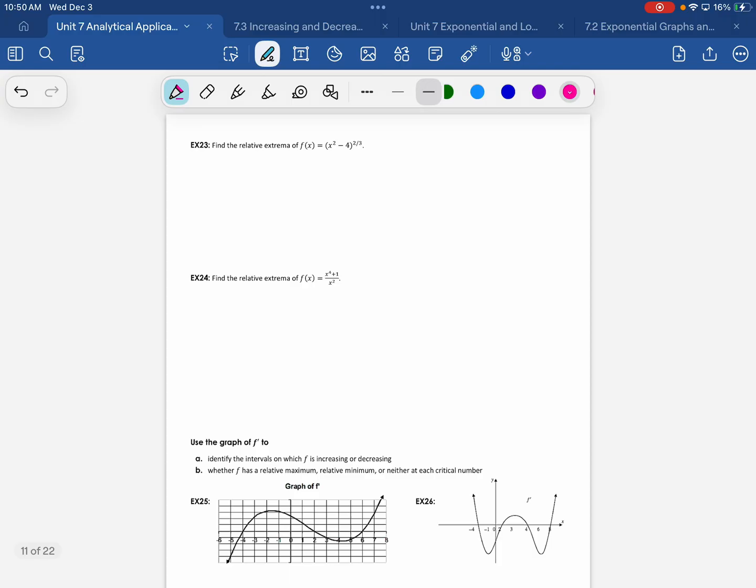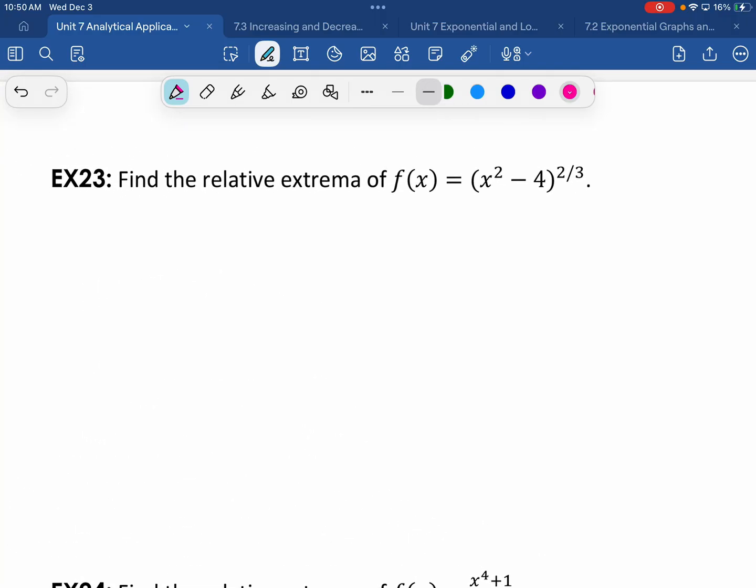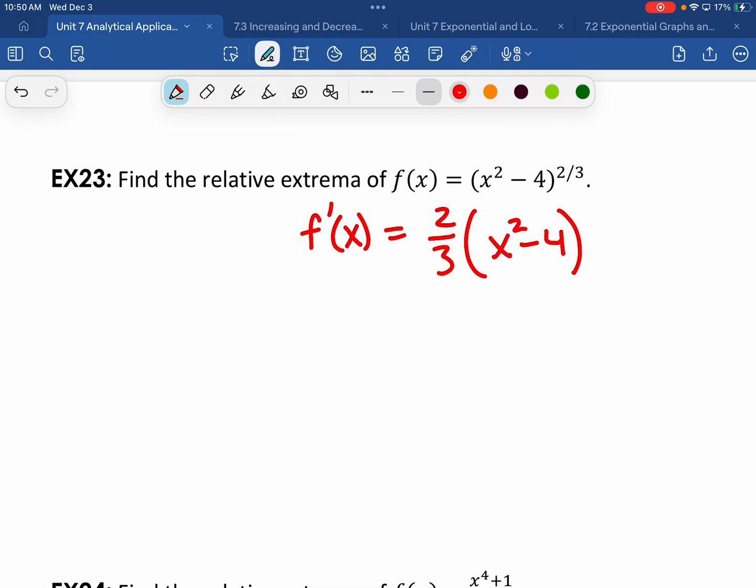All right, go to 23. All right, so we are going to take the derivative. So f prime of x is going to be 2/3. Inside stays the same. What's my new exponent going to be? Negative 1/3. And then times 2x.